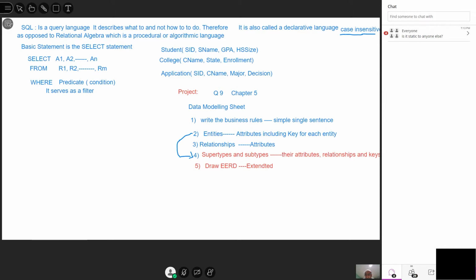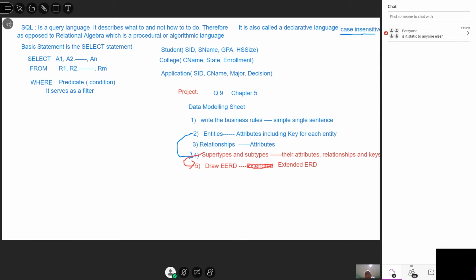Okay, let me fix this. Okay, so we have extended ERD. What does extended ERD mean? You have regular ERD, and then you have ERD where you have supertypes and subtypes, and that's called extended ERD, okay? So remember that. This is called extended ERD.